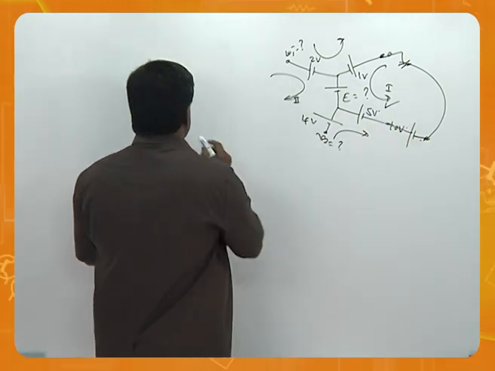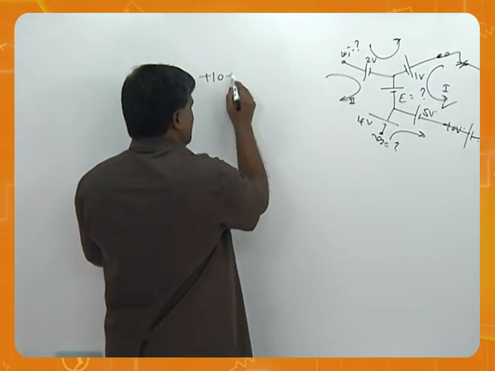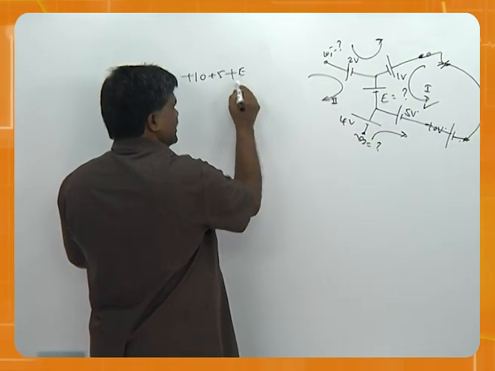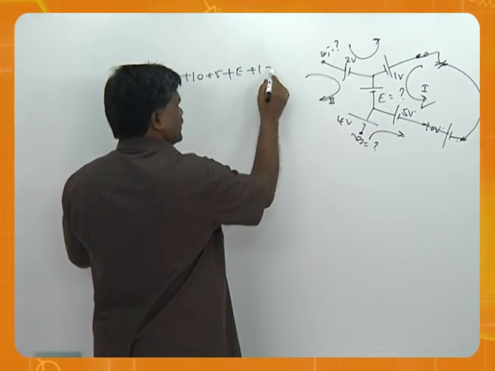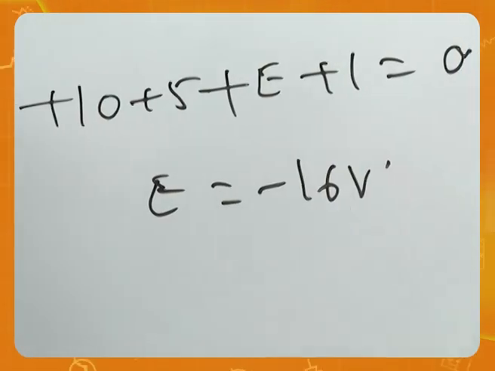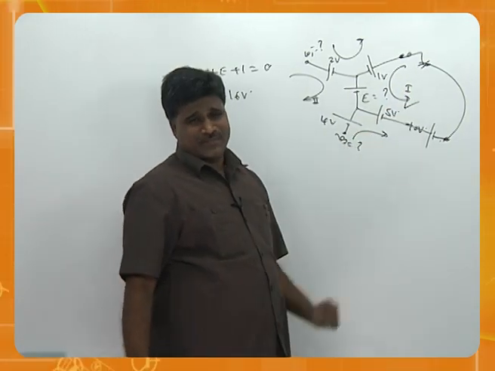So let me say KVL I am going to apply for the first loop. Plus 10 plus 5 plus E plus 1 is equal to 0. Therefore, E is directly minus 16 volts. What a fast it has taken, one step answer.